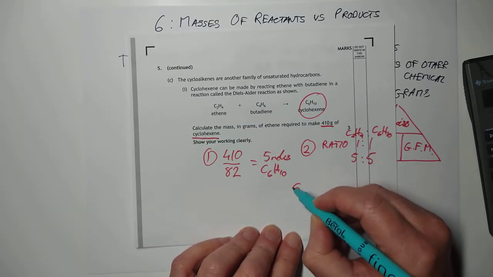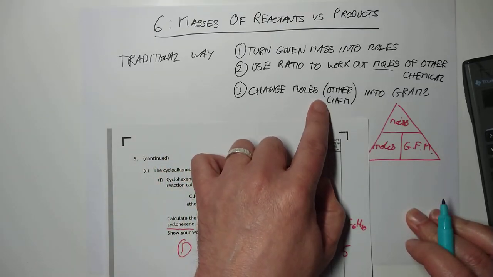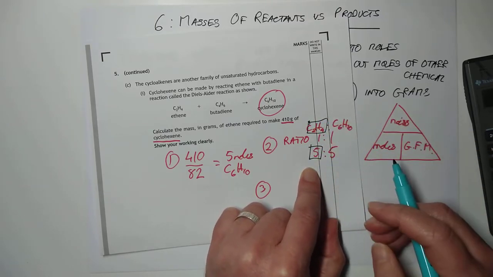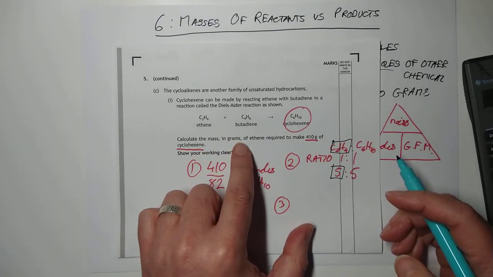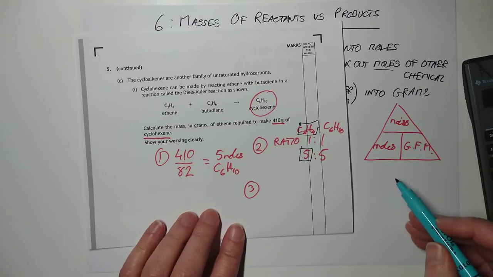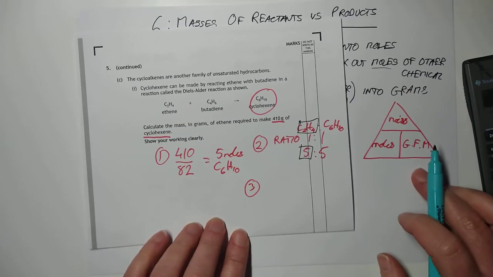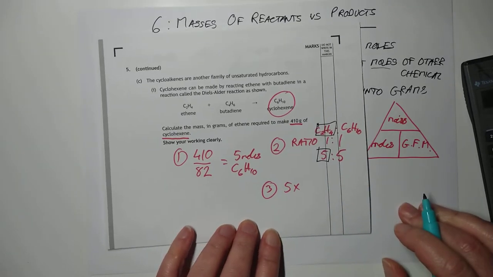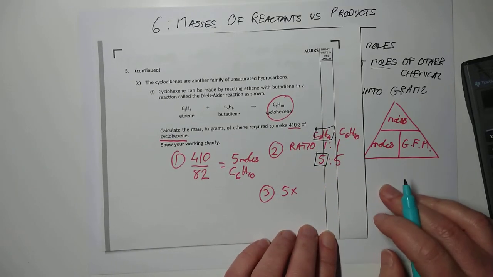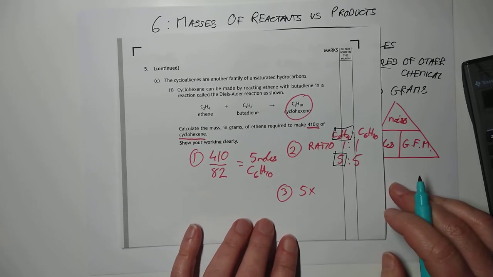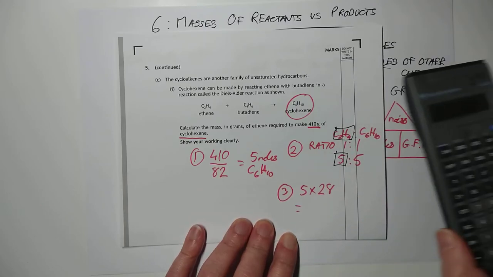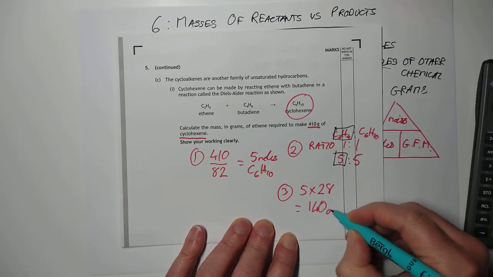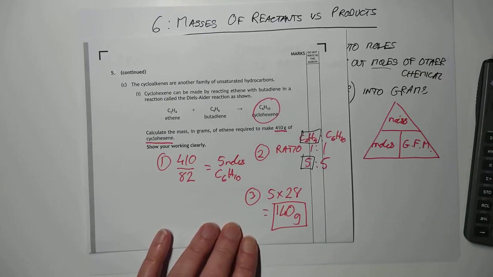Excellent, we're nearly there. Stage 3, I said change the moles of the other chemical, which is 5 moles of ethene, back into grams, because the question's asking for grams of ethene. And we use the triangle again. This time we're covering up mass, and we're going for moles times GFM. So stage 3 is 5 moles times the GFM of C2H4, that was 28, wasn't it? Yes, it is. So 5 times 28 gives us 140 grams. Boom. 3 marks, whichever way you slice it.